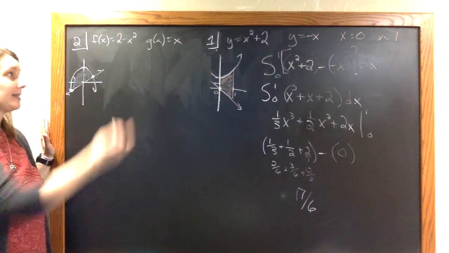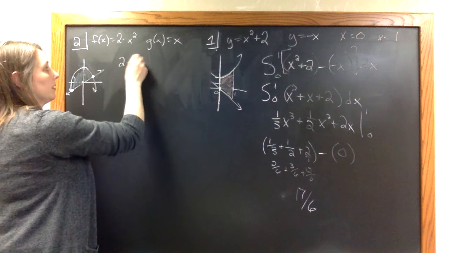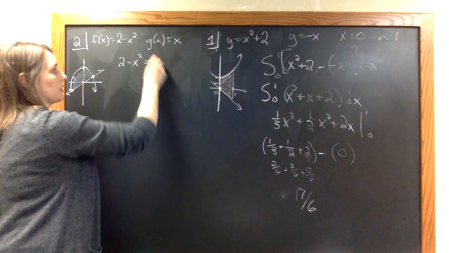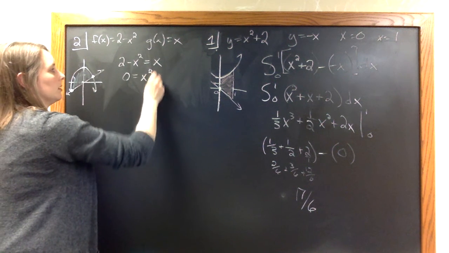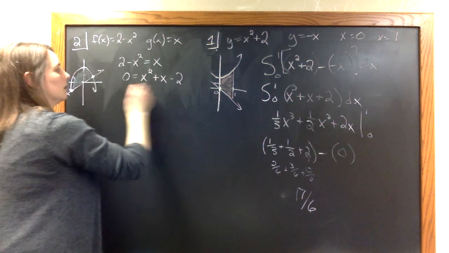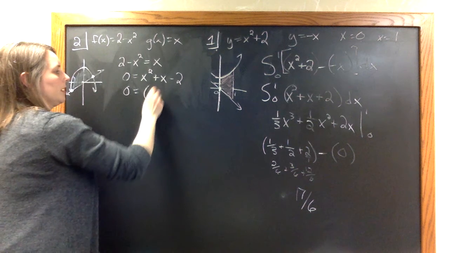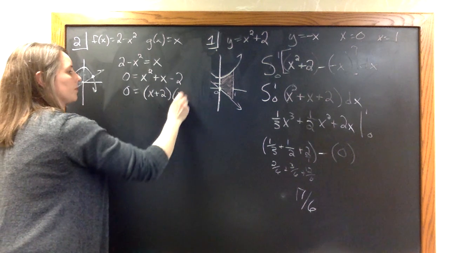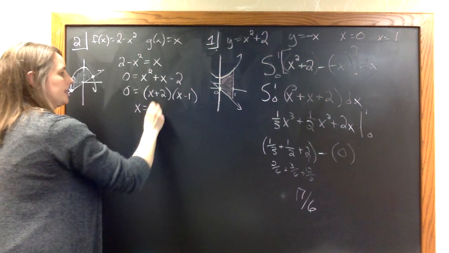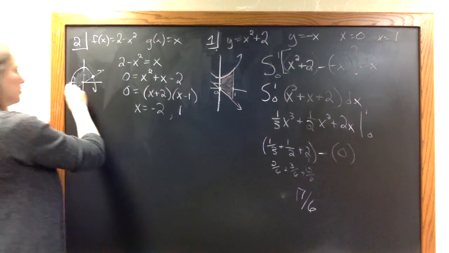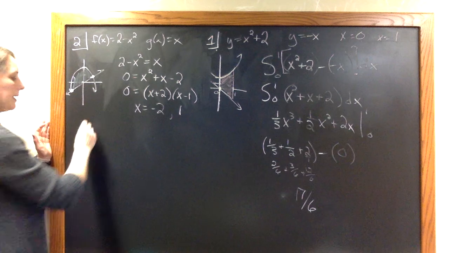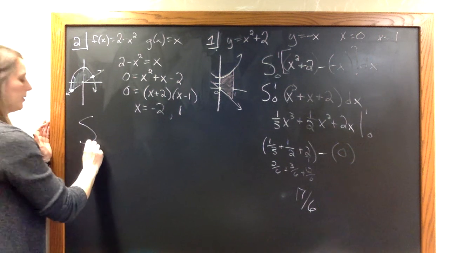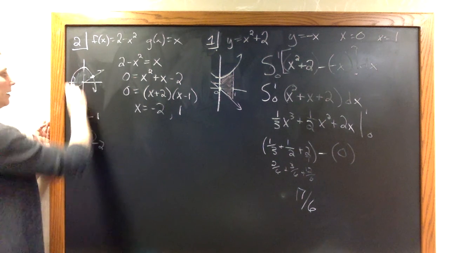We're just going to do that by setting these two equal to each other. We need to find where those intersection points are. I'm going to move everything to the right side of the equation. I'm going to factor it. And we find that x is -2 and 1. So those are these two points, -2 and 1. So now when I set up my integral, I'm going from -2 to 1.